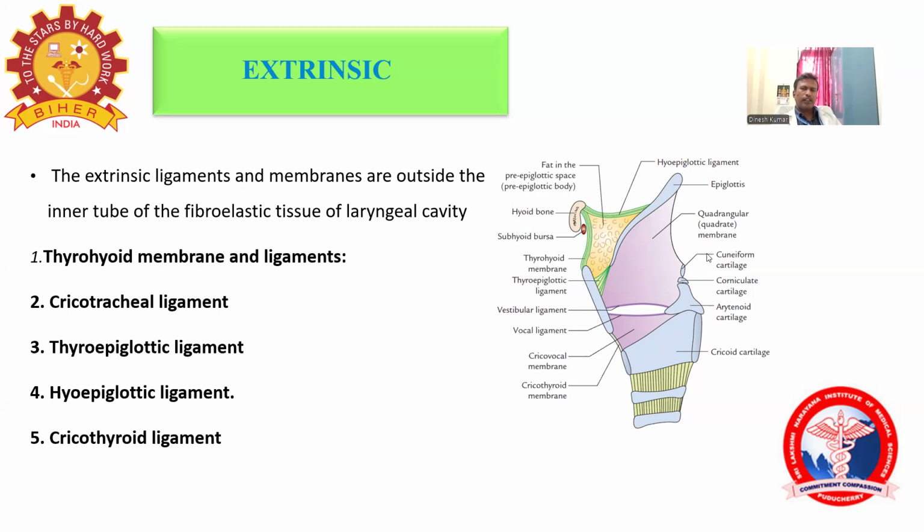Between the epiglottis and the cuneiform cartilage, you can see here the extension of the quadrangular ligament or quadrate membrane. Below the quadrate membrane, you can see the cricothyroid membrane. This is the cricothyroid membrane. It is mainly attached to the apex and base. The apex is attached to the arytenoid cartilage. The base is attached to the posterior surface of the thyroid cartilage.